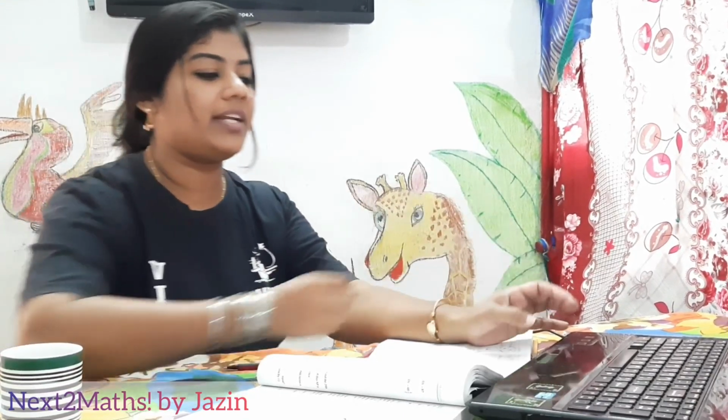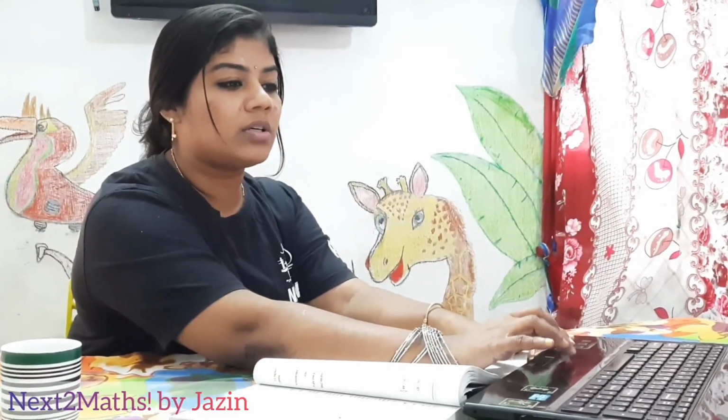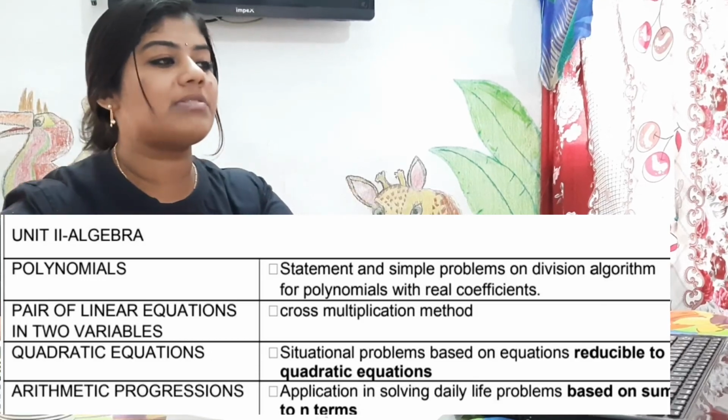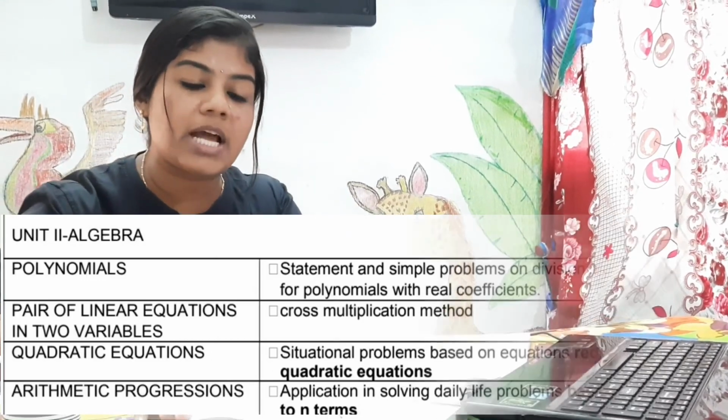You have to study the nth term and sum to n terms. Sum to n terms is included, but the application-level problems are not included. Let's see: application in solving daily life problems based on sum to n terms. So take page number 107. All of you take that page.